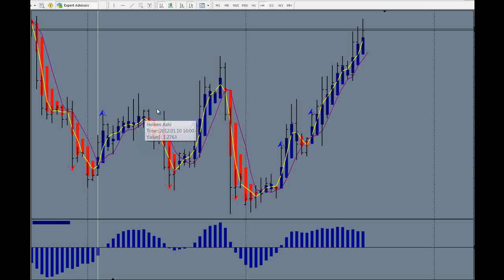So the point is, go to a larger time frame, find when the momentum is going in a certain direction, and then time your entry going on a shorter time frame. Hope this was of help to you in learning how to find a trend and how to trade a trend.